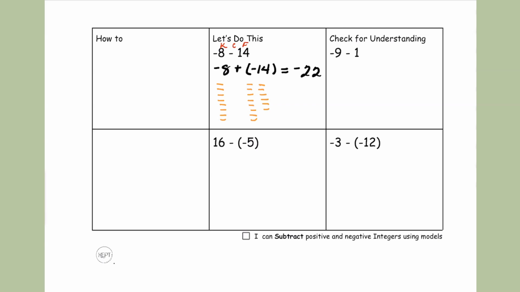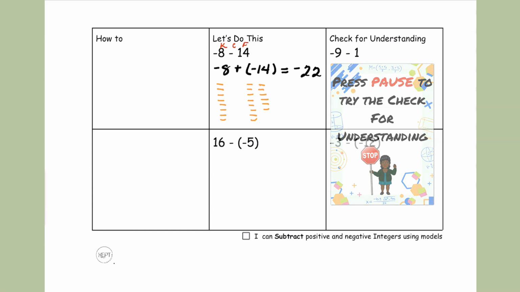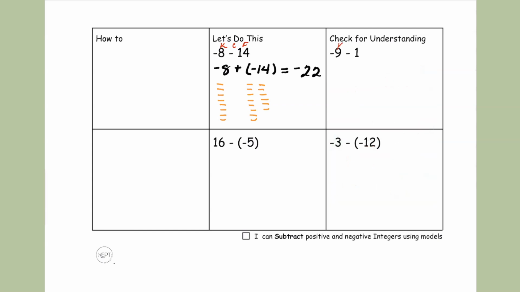Go ahead and hit pause and see if you can do this check for understanding. Negative 9 minus 1. All right, let's begin. Step 1, keep, change, flip. Keep that -9, change that minus sign to a plus sign, and change that +1 to a -1. Let's draw those out as step number 2 asks us to, and we're going to draw 9 negatives for our first value and 1 negative for the second. That gives us a total of 10 negatives, so our answer is -10.